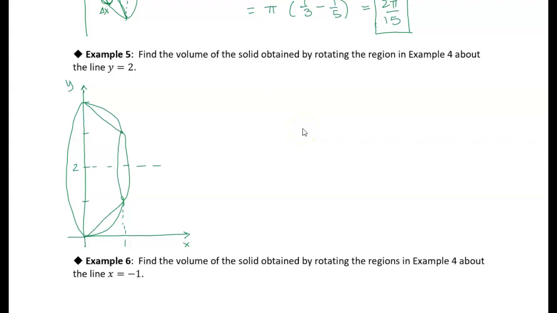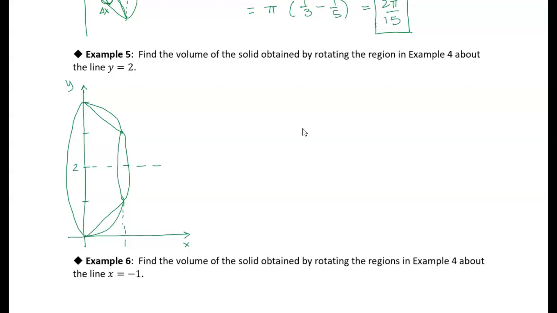All right, so in this problem, we're going to take that same region that we just did in example 4. We just looked at it in example 4. But this time we're going to rotate it differently. We're asked to rotate it around the line y equals 2. Okay, so this is a little different.